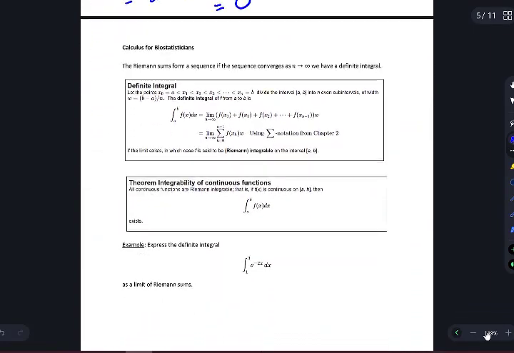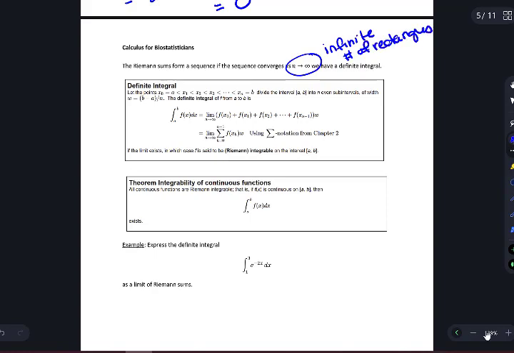And so the Riemann sums form a sequence, and if that sequence converges as n goes to infinity, we have what's called a definite integral. So what does it mean in words for n to go to infinity in this scenario? When we talk about n going to infinity, that is the same thing as using an infinite number of rectangles.